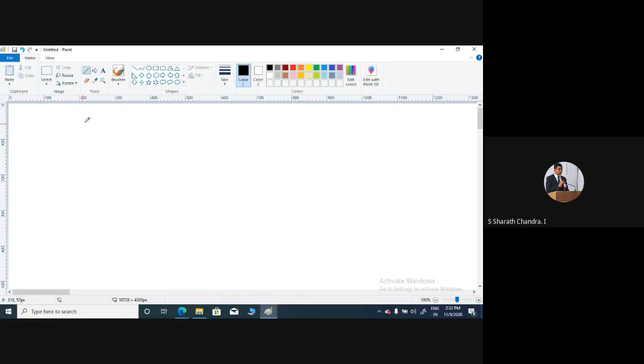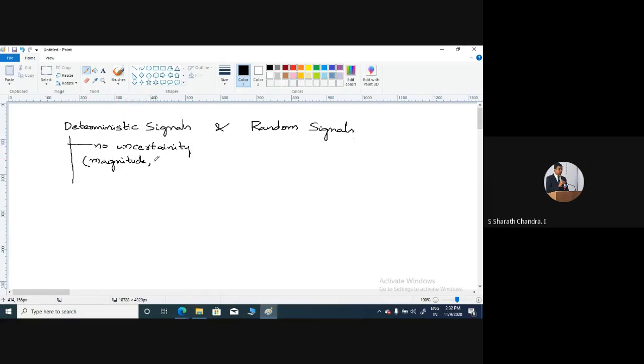In this lecture, we are going to study the classification between deterministic signals and random signals. Deterministic signals are those signals where there is no uncertainty relating to either magnitude, that is nothing but the amplitude of the signal, or the phase at any given instant of time. In such a signal, we call it a deterministic signal.